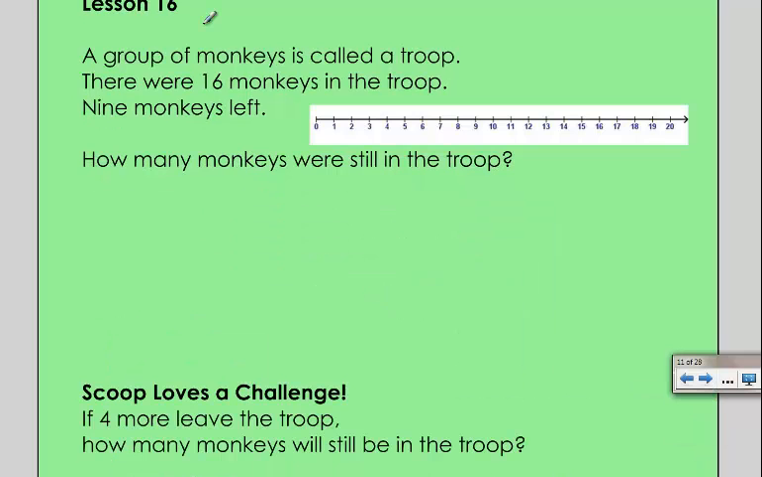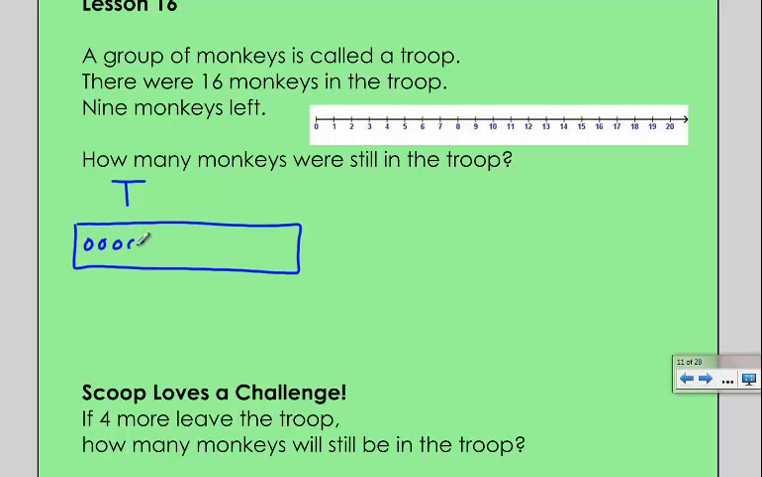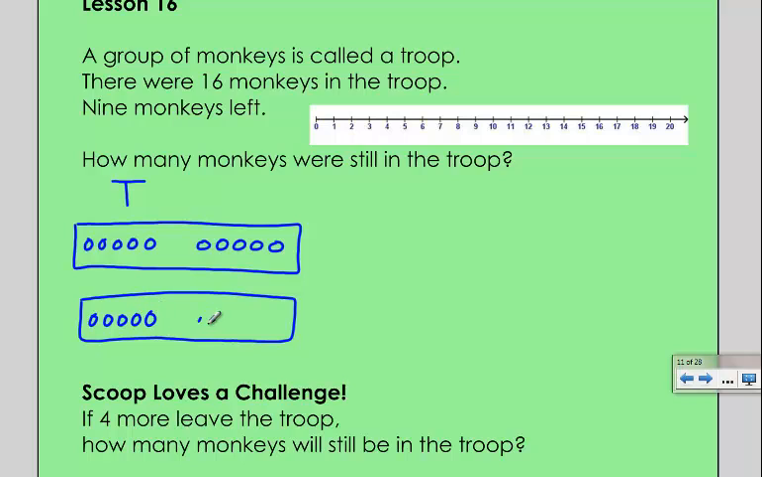Okay, so I'm going to start out by drawing a picture of all the monkeys that were in the troop to begin with. And I'm going to use the letter T for troop, and instead of drawing a 10 frame, I'm going to practice again drawing those 5 row groups, where I draw 5, take a space, draw 5 more. Since I'm drawing 16, I'm going to actually need 2 of these, because I'm going to have 10, and then I'm going to have 6 more, because 16 is made up of 10 and 6.